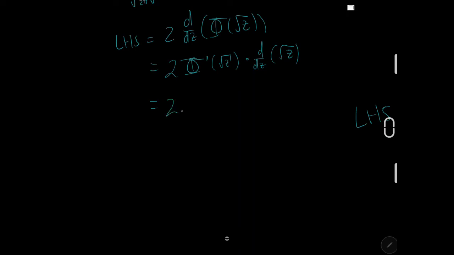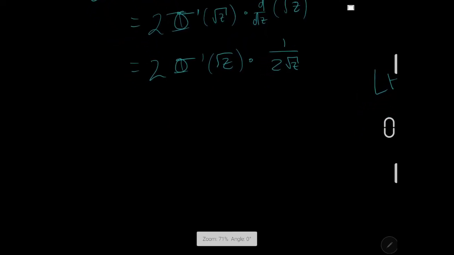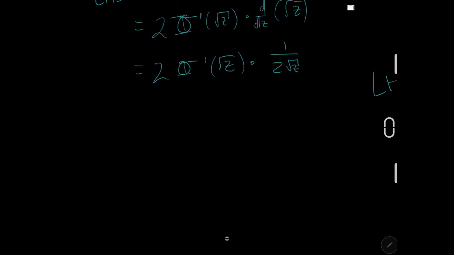Now, I'm not going to evaluate this yet. I'll just leave it there just to get this out of the way. That's going to be 1 over 2 root z. I'm assuming that you have good grounding in your derivatives. But now the important part is this thing over here. The derivative of the standard normal CDF is just the standard normal PDF, and we're evaluating it at square root of z.